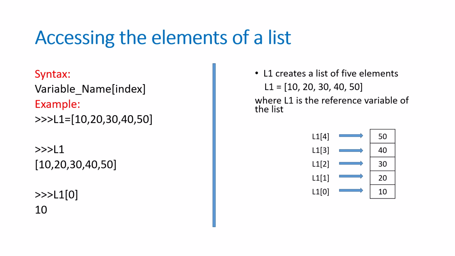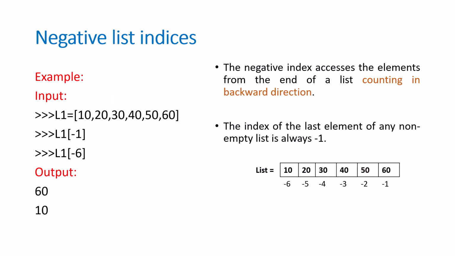Now when you try to display L1, all the items available in the list will be displayed as an output. When we want to access a single data item, we specify the index position. So L1 of 0 specifies the first index position, and the value available at that position will be accessed and written as an output. So here the output is 10.